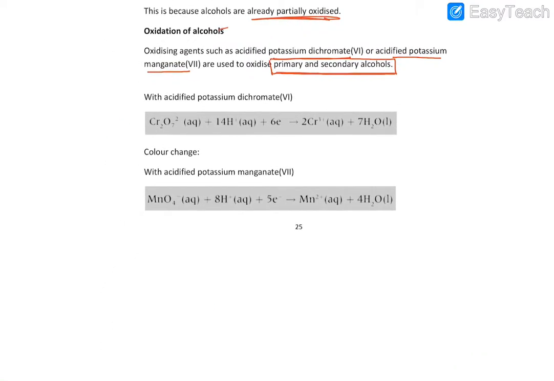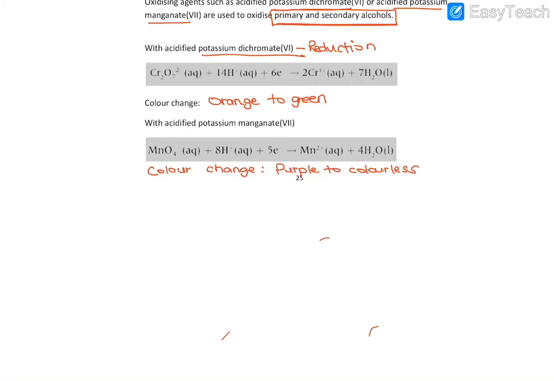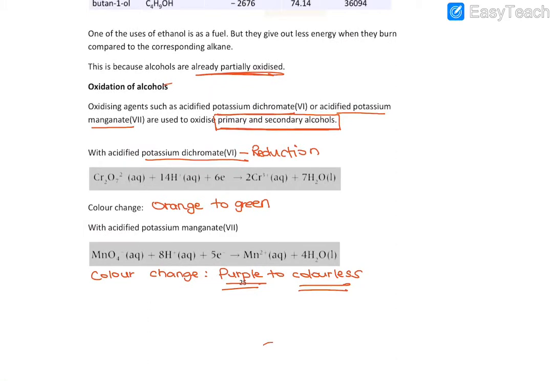So this is the half equation for the use of potassium dichromate. This is actually a reduction reaction, because this is an oxidizing agent, therefore it is itself going to be reduced. You have the half equation here, and during this reaction you'll have a color change from orange to green. With acidified potassium manganate, this is the half equation, so you'll have a color change from purple to colorless. You need to know the color changes.